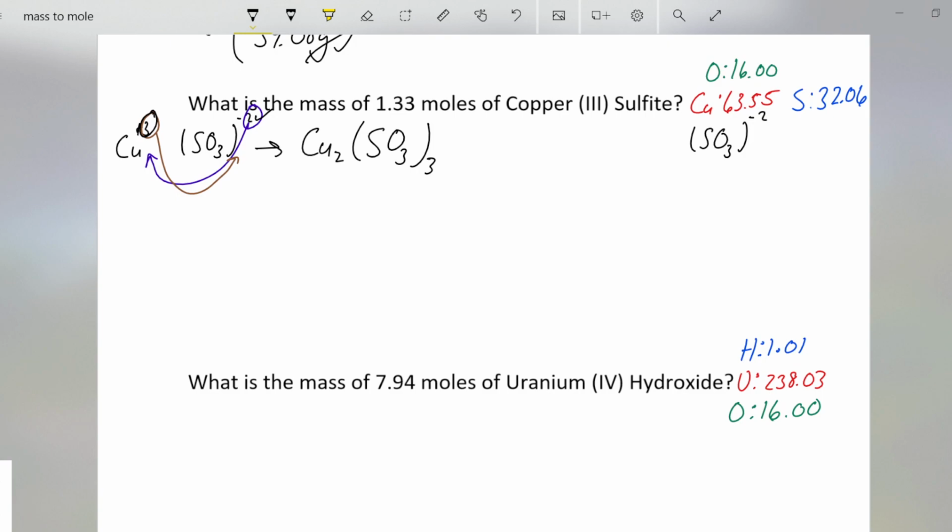Now we have to find our molar mass. So that will be 2 times the mass of copper, because there are 2 copper atoms, and that is 63.55. Plus the contribution from sulfur. And again, sulfur, there's 1 sulfur in every sulfite molecule. But then there are 3 sulfite molecules.